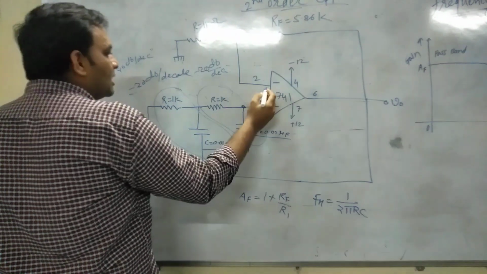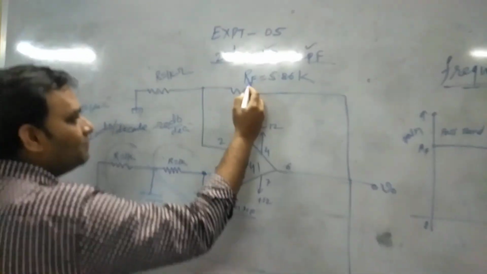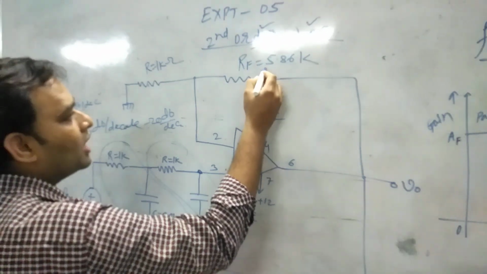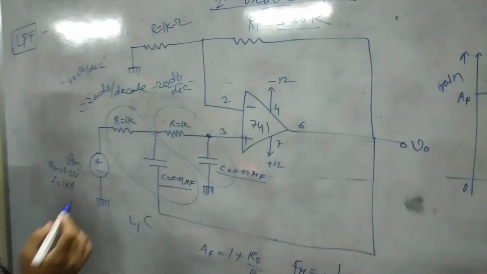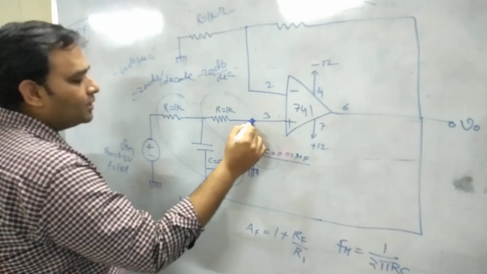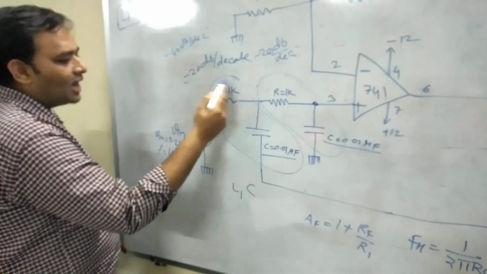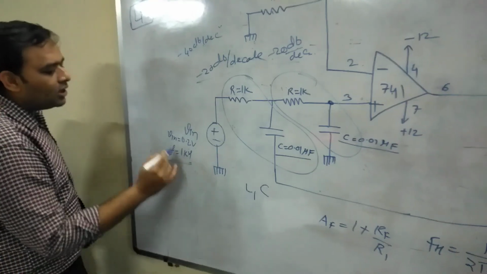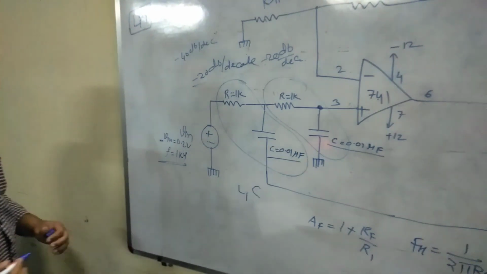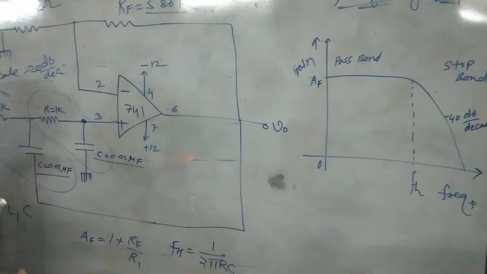Here at pin number 2 of operational amplifier, we are connecting a resistance of 1 kilo ohm. Feedback resistance is present between pin number 2 and pin number 6. I have kept the value of feedback resistance as 5.86 kilo ohm. The RC network I am connecting at pin number 3 of the operational amplifier, and input is connected to one of the RC configuration. Here I am giving input voltage as 0.2 volt and frequency as 1 kilohertz. And lastly I am taking output voltage from pin number 6.